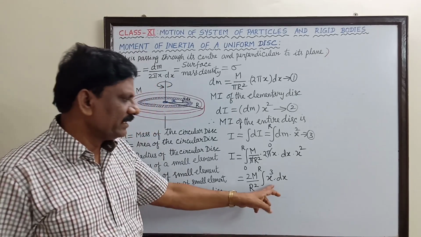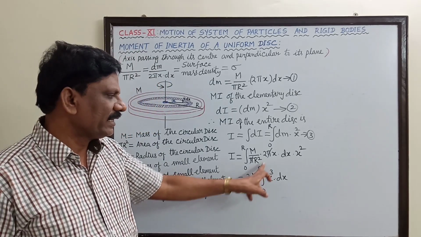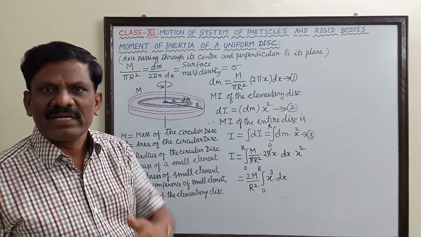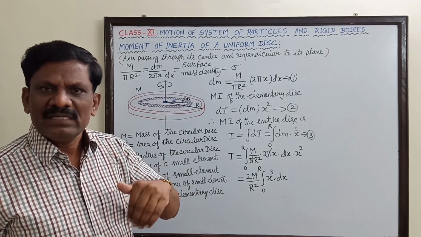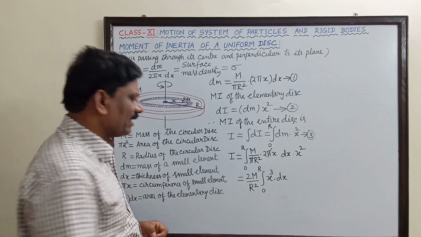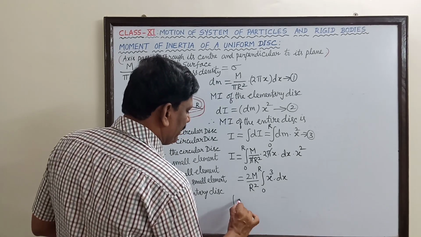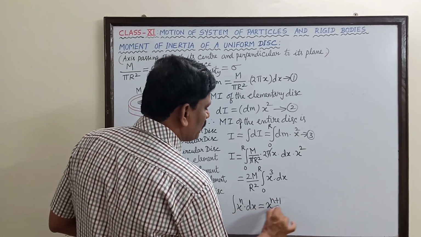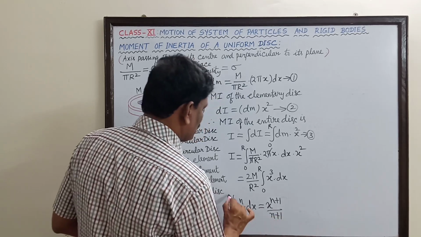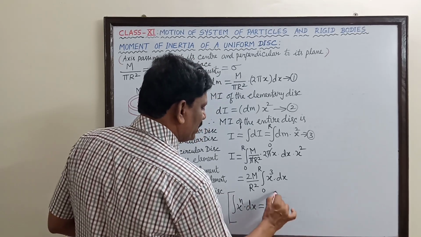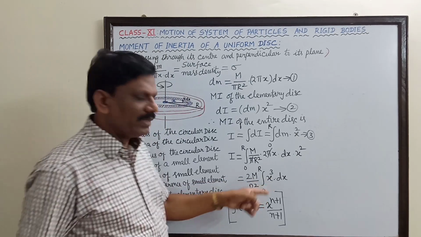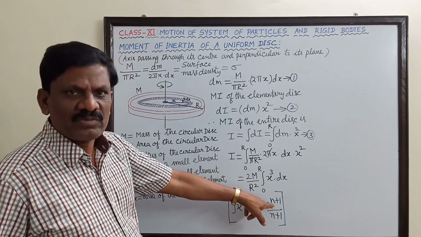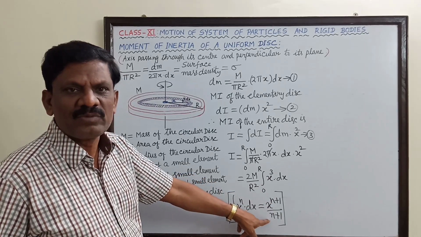Now the integration to be used here is what? The integral of x power n dx is equal to x power n plus 1 divided by n plus 1. Is it not? See, I will write the integral also. So, the integral of x power n into dx is equal to x power n plus 1 divided by n plus 1. So, this is the integration to be applied here. What is the value of n here? It is 3. So, n plus 1 is 3 plus 1, 4. Denominator is also 3 plus 1, 4.